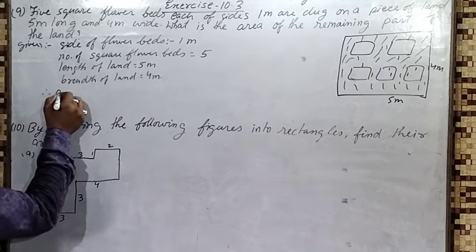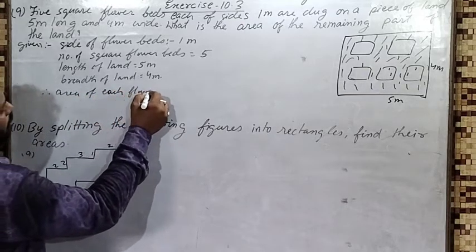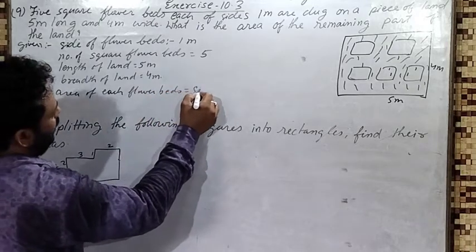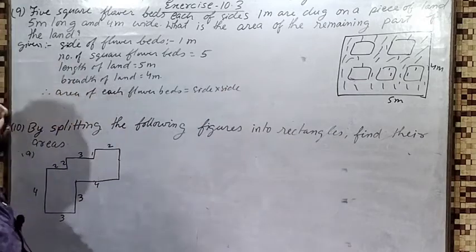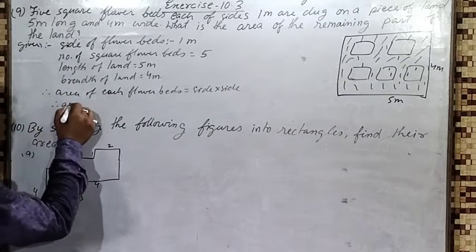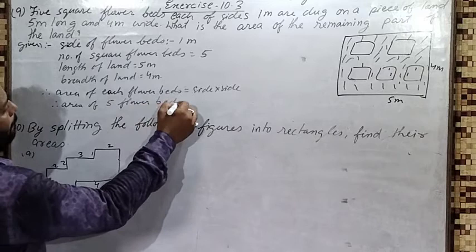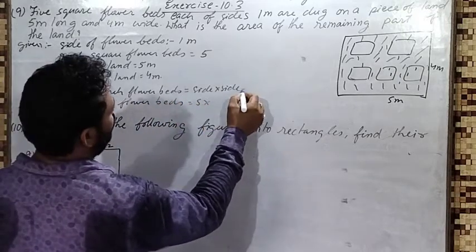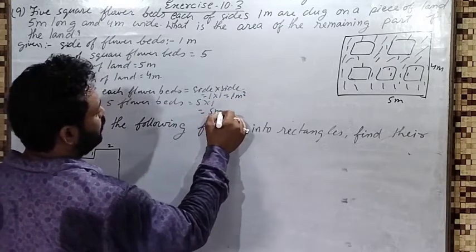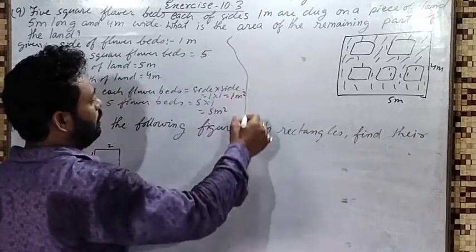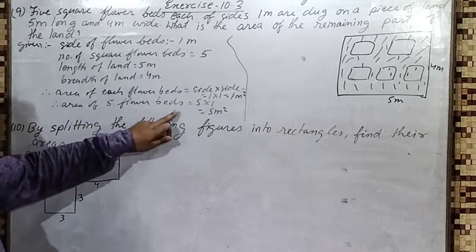Therefore you write area of each flower bed is equal to side into side, since the square flower bed is in the shape of a square. Therefore area of 5 flower beds is equal to 5 into 1 into 1 meter square, that is 5 meter square. Means you will find the area of 1 flower bed, then find the area of 5 flower beds, then find the area of land.